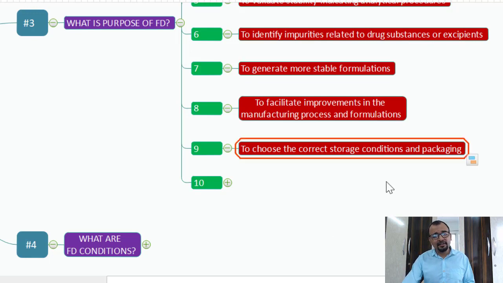Then storage conditions. If your product is susceptible to thermal degradation, probably you need to store the product at a cool condition, at a cold storage area like 2 to 5 degrees Celsius, or even at deep freeze like minus 20 degrees Celsius. So these conditions can be evolved. The storage conditions and packaging conditions can be evolved based on the forced degradation data.